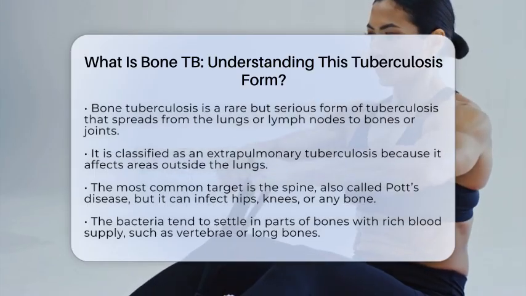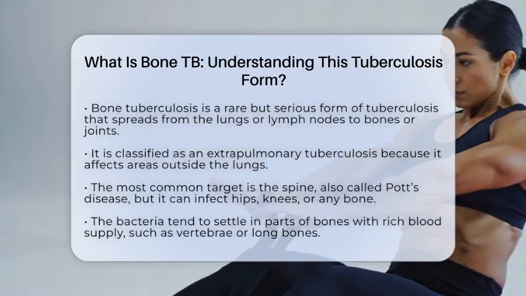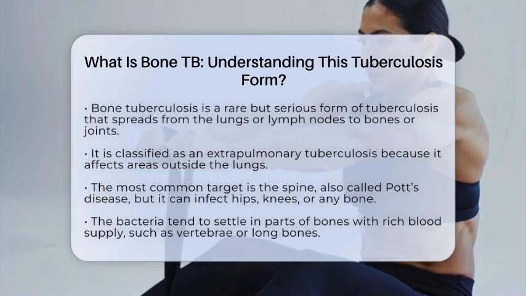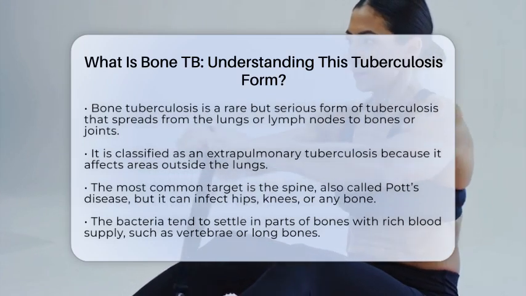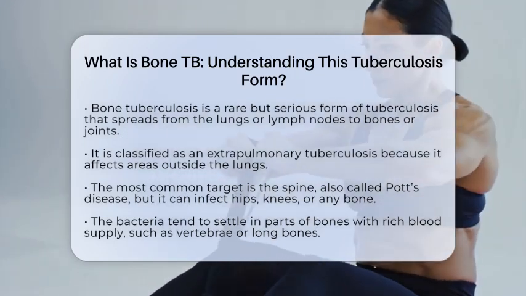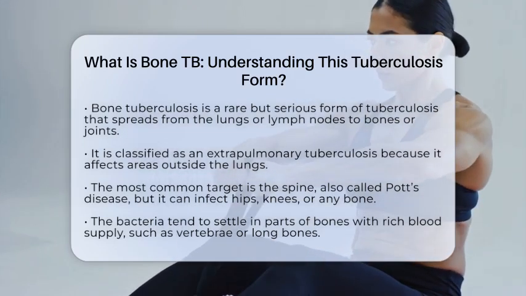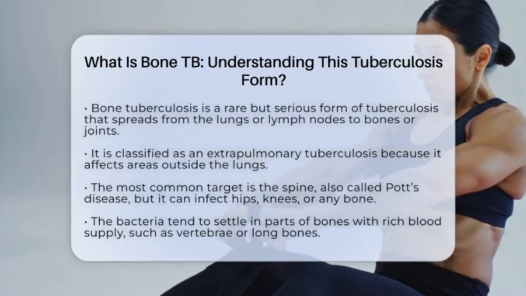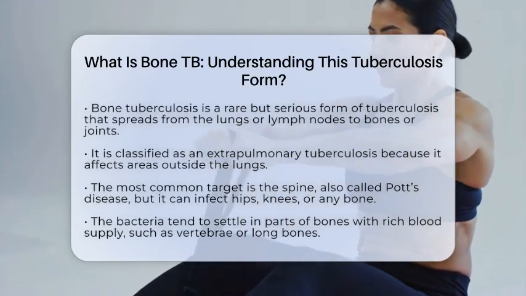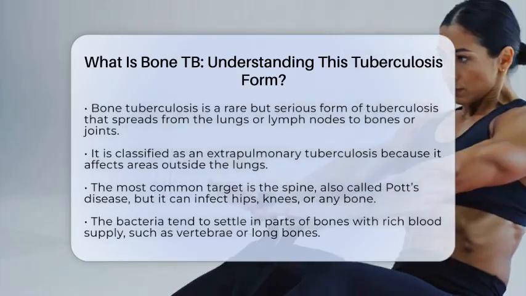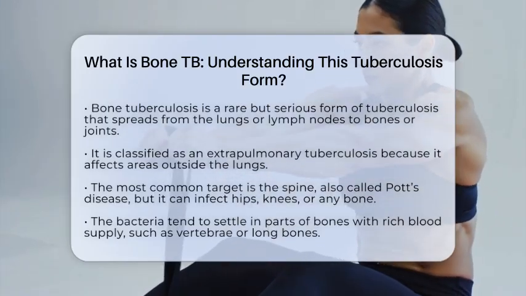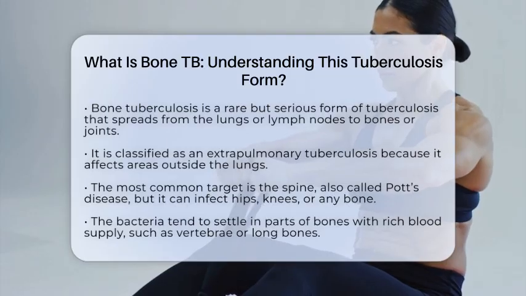It starts when the bacteria responsible for tuberculosis, called Mycobacterium tuberculosis, travel through the bloodstream or lymphatic system from an initial infection site, often the lungs or lymph nodes, to infect bones or joints. Because it affects areas outside the lungs, it is known as an extrapulmonary form of tuberculosis.